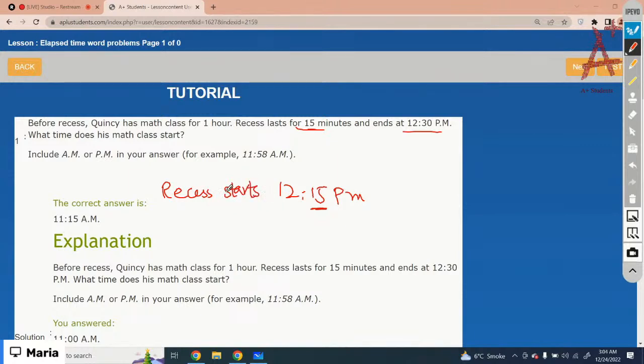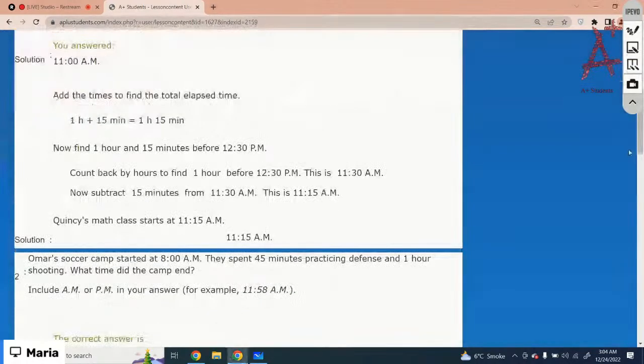Got it? So before the recess starts, you have a math class for 1 hour. So go back 1 hour from 12:15. So when you go back 1 hour, it would be then 11:15. That means math class starts at 11:15. Got it? So this way you can calculate the time.